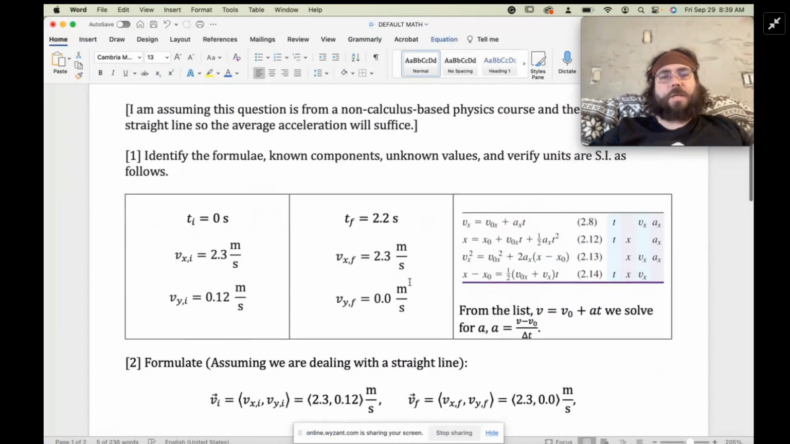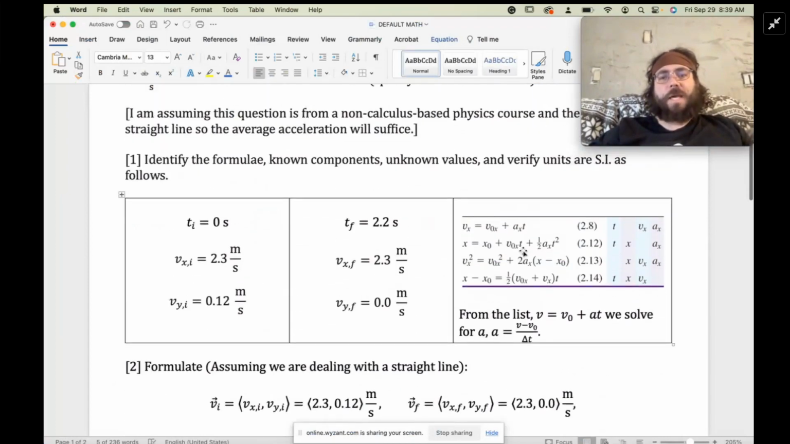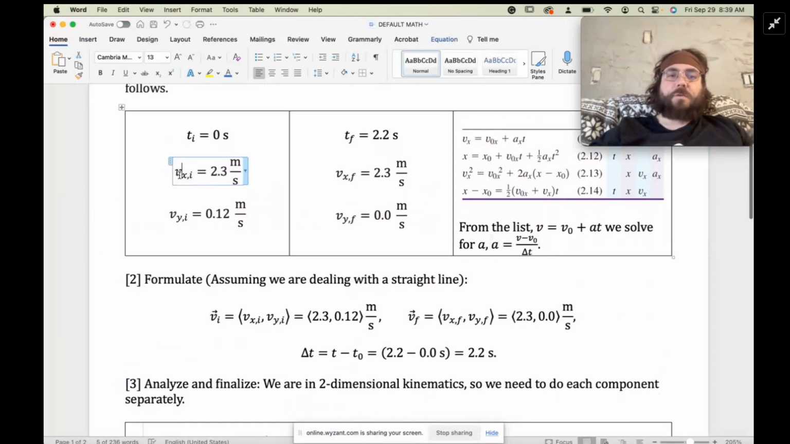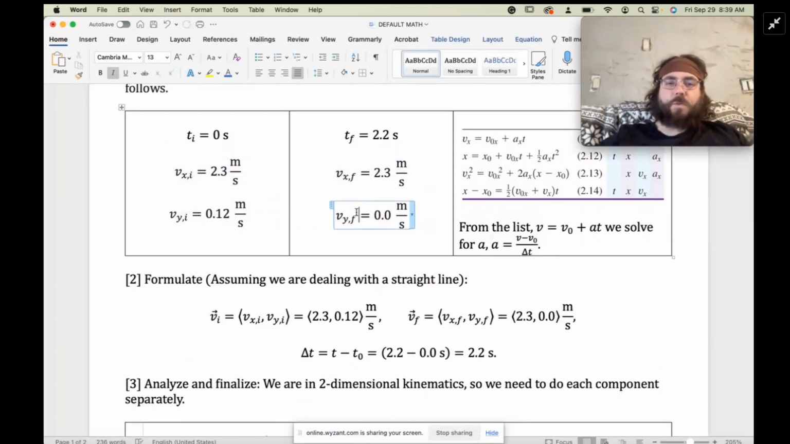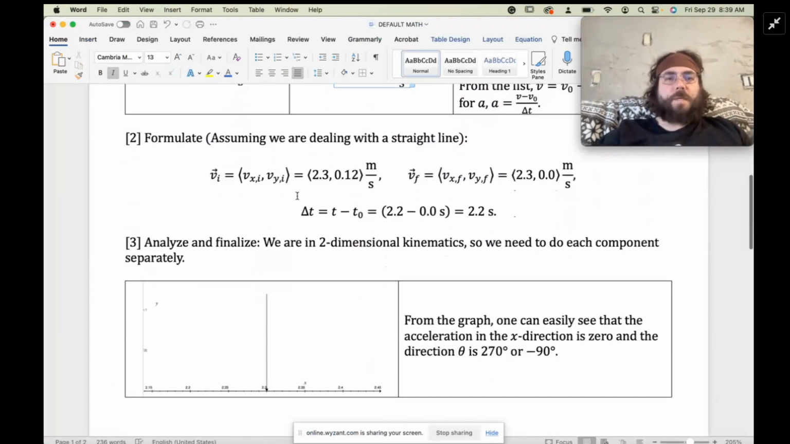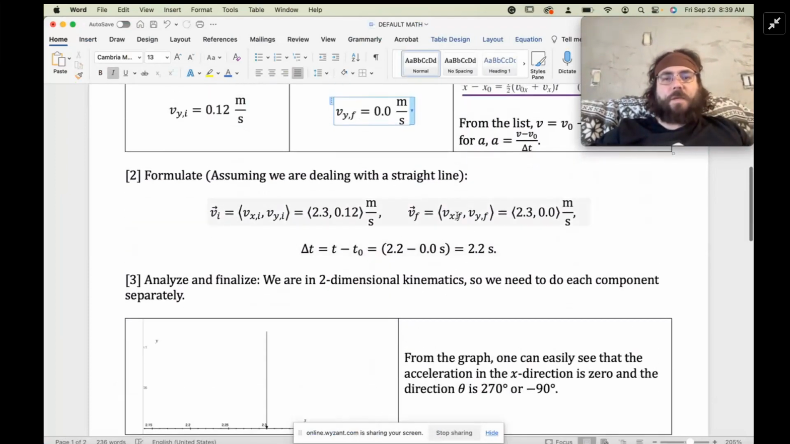So I'm assuming that this is a non-calculus course. We're just going to use the average acceleration formula here, which is the top one. Vx here is v initial, v naught x plus axt. So I'm going to use that for the x component and then the y component separately. There's two components, so we do them separately. Then we have a new vector. So I'm at 2 minutes already. So I've got the v, I got the v final, I got the time.